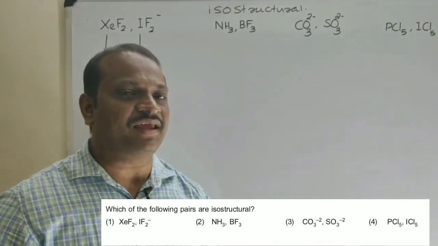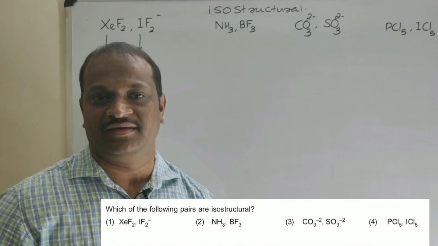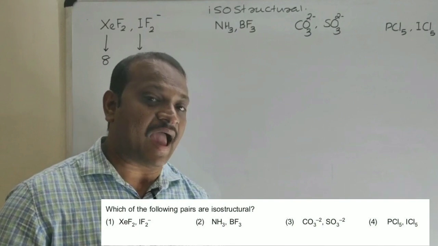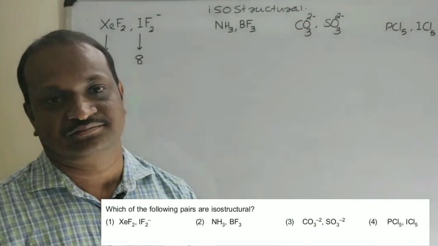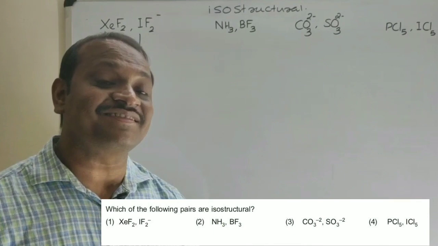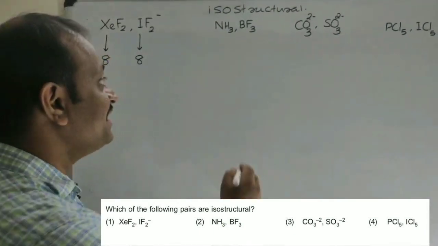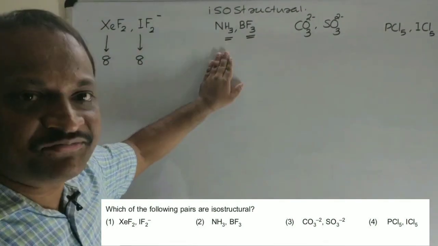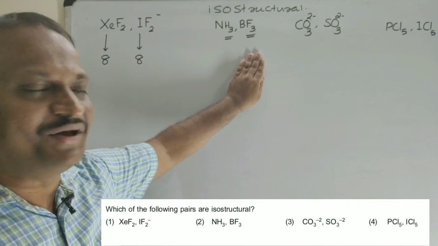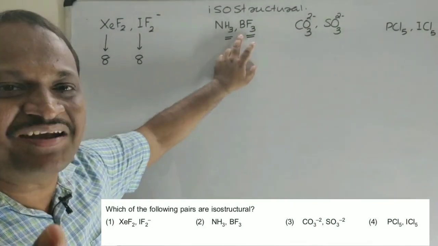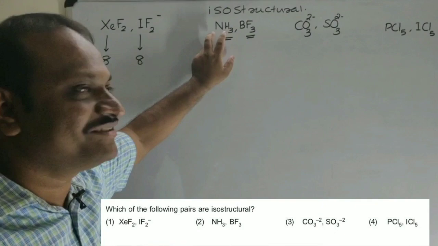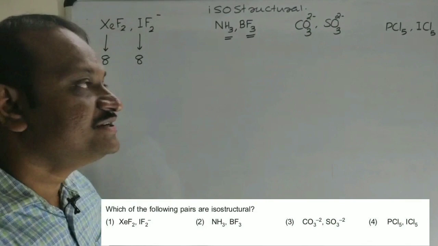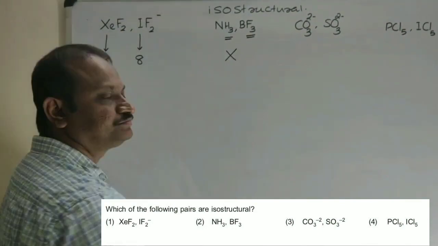Next case, NH3 and BF3. I have told you earlier that whenever you are determining hybridization and structure, hydrogen needs to be considered as a halogen. So here we have H3, and here F3. Now for the remaining atoms: boron, how many valence electrons are there? 3. Nitrogen? 5. So their valence electrons are not the same, so they are not isostructural.